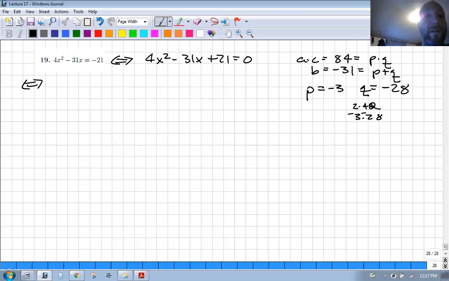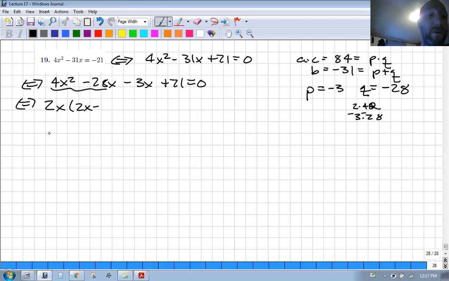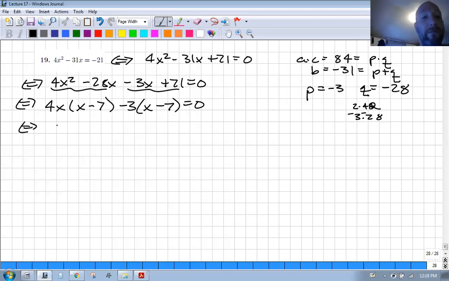So we will rewrite 31x here as minus 28x minus 3x. So out of here we'll pull out, what, a 2x? No, I can pull out a 4 here. Pull out a 4. 7 times 4 is 28. Over here, I'll pull out a minus 3. So we got 4x minus 3, both times an x minus 7.